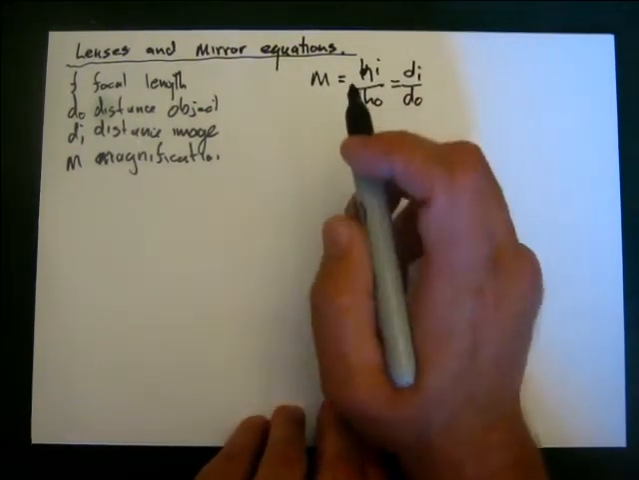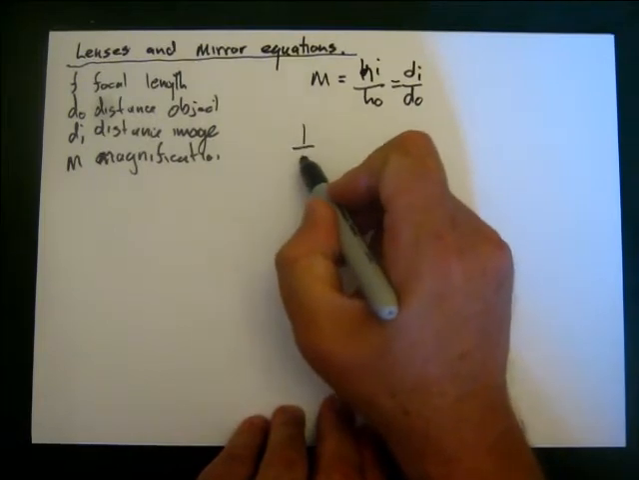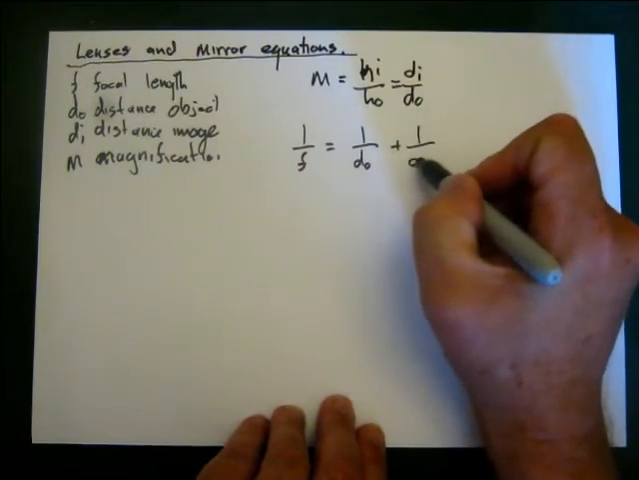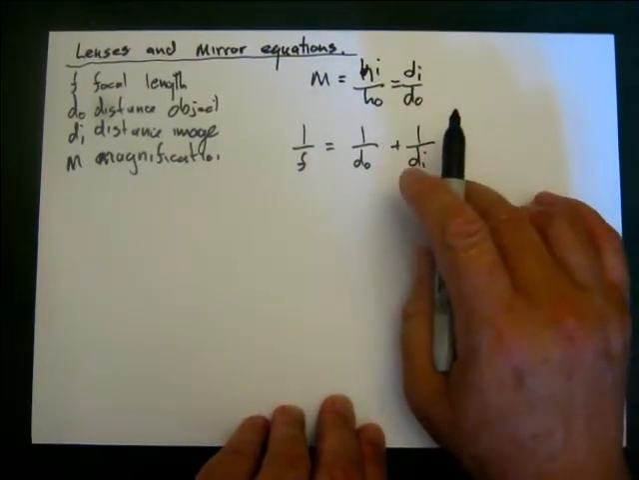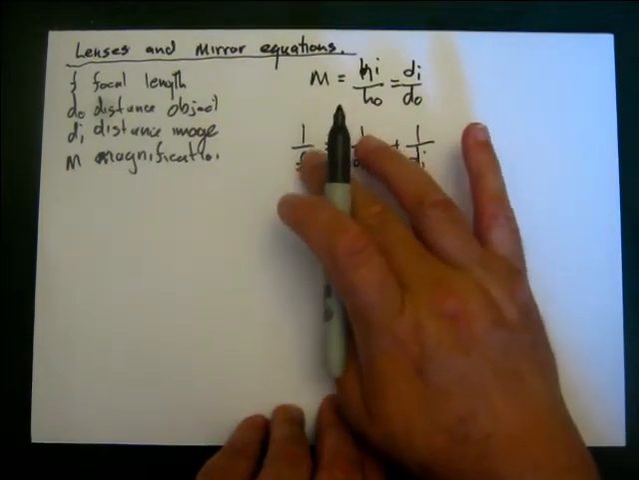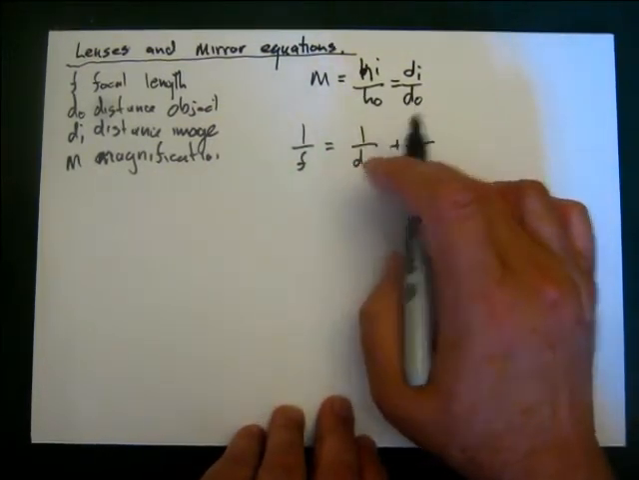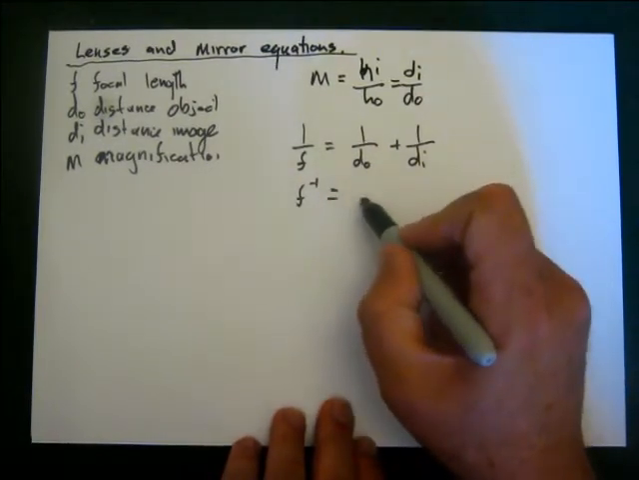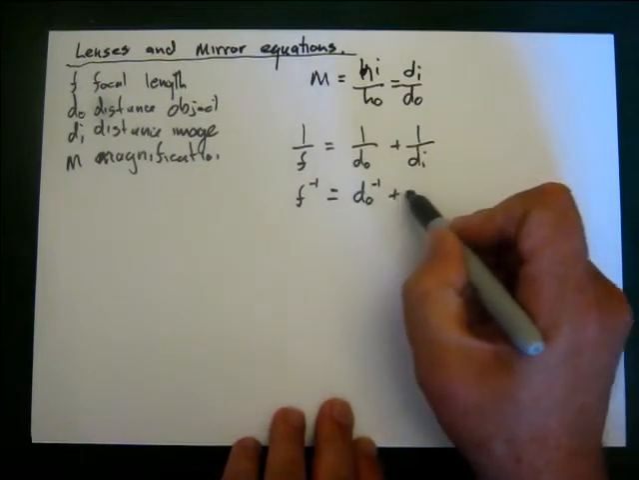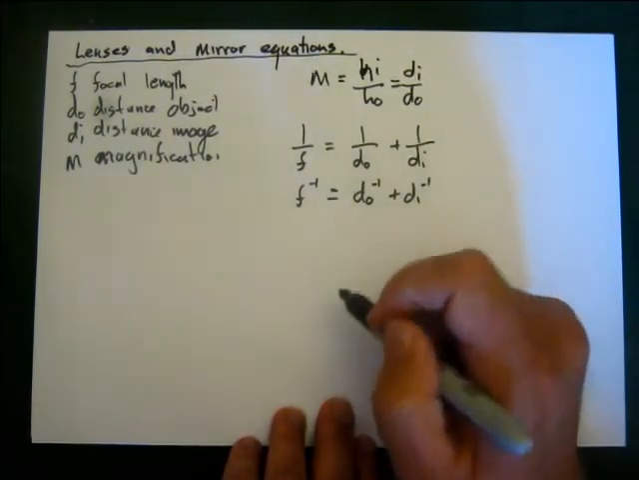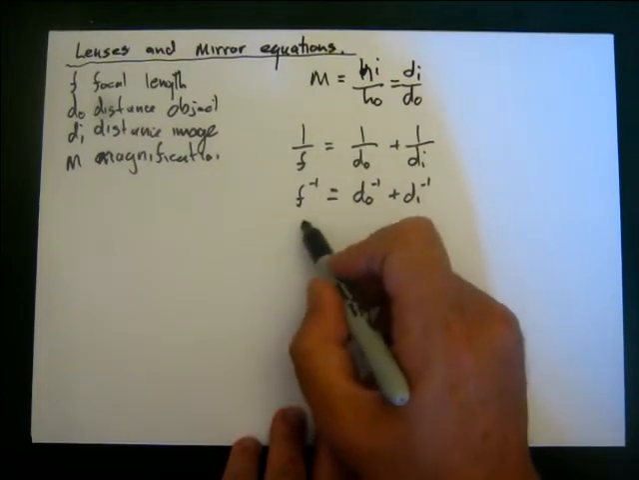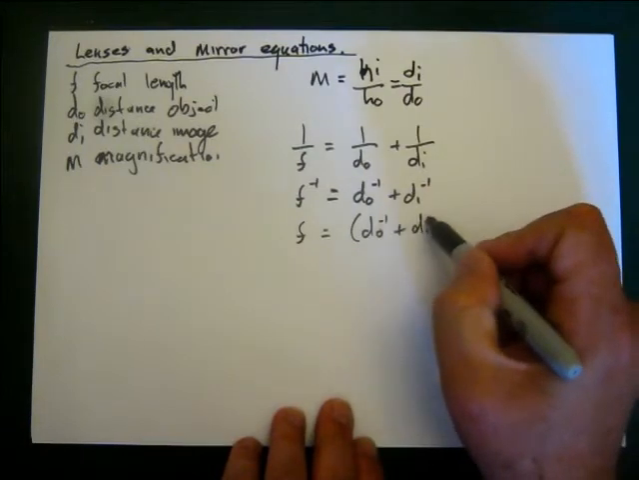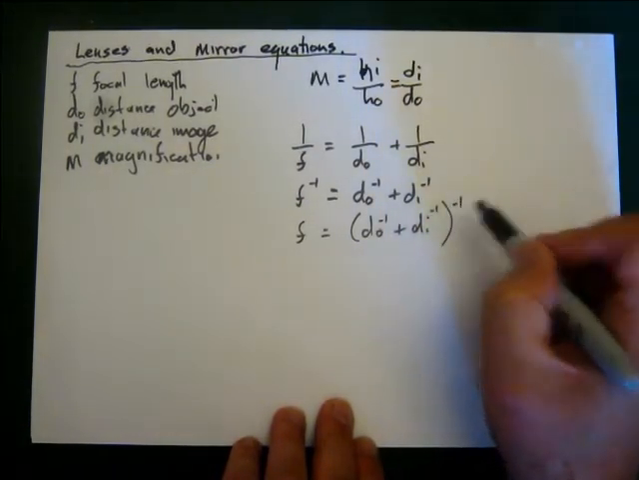The other thing is the relationship that goes back a long way. 1 over f equals 1 over do plus 1 over di. And this works for lenses and for mirrors. So 1 over f, 1 over the focal length, is equal to 1 over do plus 1 over di. This is sometimes written f to the negative 1, or f inverse, is equal to do inverse plus di inverse. And so if we want to work that out, we can go f is equal to do inverse plus di inverse, and then we just take the inverse of the whole lot.